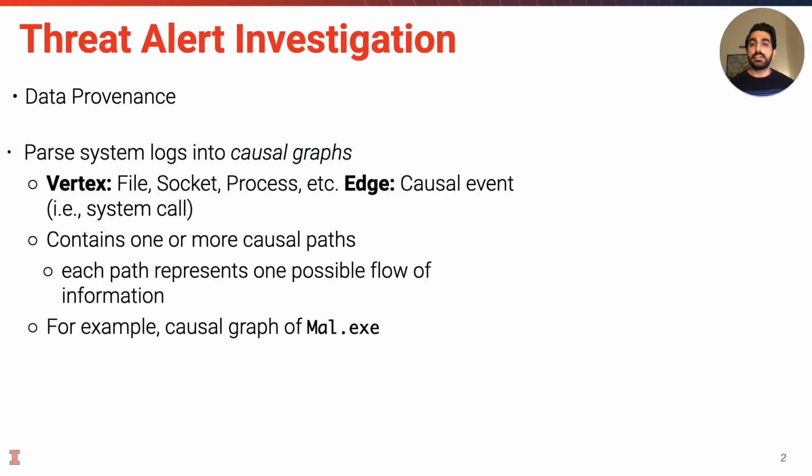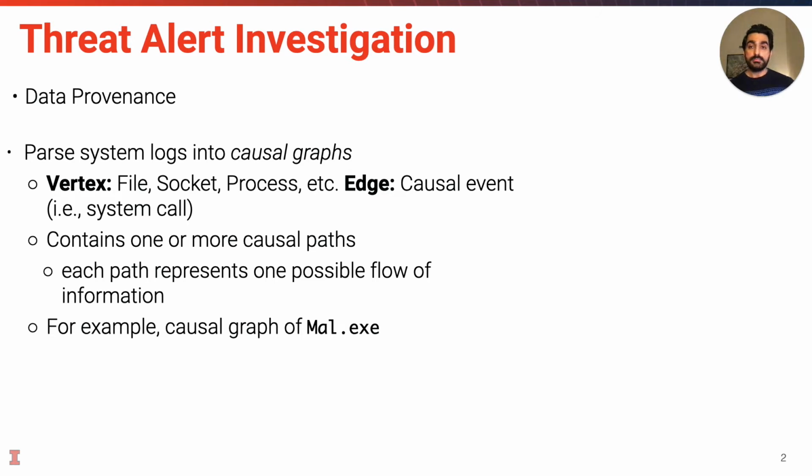Data provenance is a detailed history of system execution in the context of system logs. Using data provenance, we can parse system logs into causal graphs or dependency graphs. In these graphs, vertices represent system subjects and objects such as processes and files, while edges represent causal relationships between system subjects and objects. Each causal graph can have one or more causal paths, where each causal path represents one possible flow of information.